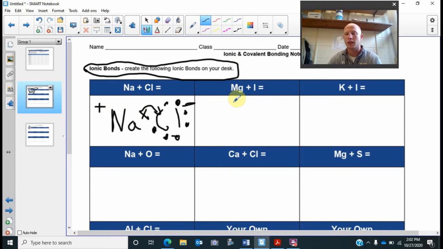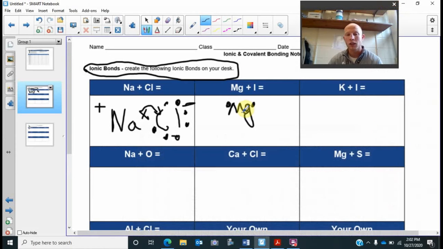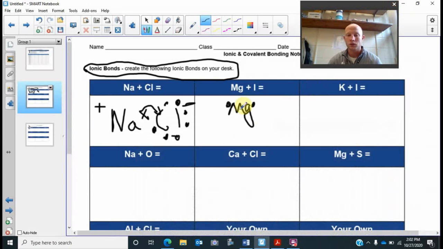Magnesium, this one was probably pretty tough. So magnesium has 2 valence electrons. Okay, 1, 2. Again, how do I know this? We go to the periodic table. We find magnesium right here, 12. Group 2, all of the elements in group 2 here have 2 valence electrons. Iodine has 7. Iodine's right here, and the halogens are in group 7. All of these guys have 7 valence electrons.